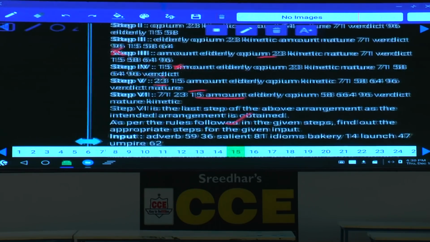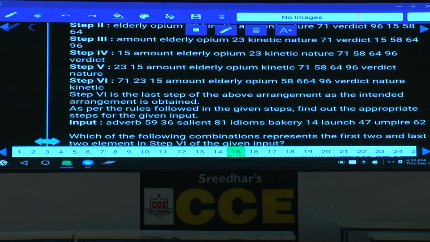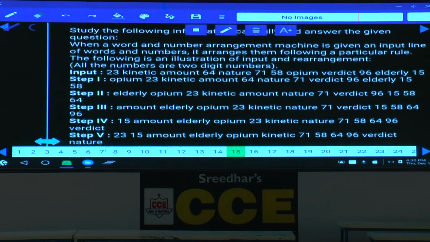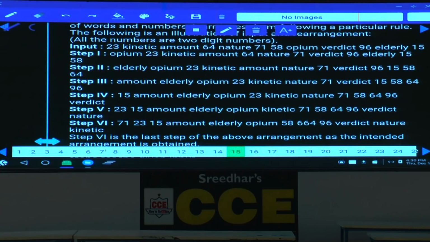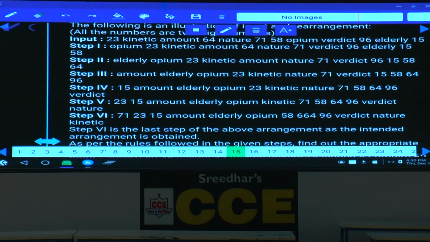Now question numbers 15 to 19, these questions come under input and output. Tell me what is the logic here? How many elements are there in the input? 3, 4, 5, 6, 7, 8, 9, 10, 11, 12. 12 elements are there. How many steps are there? Exactly 6 steps are there. That means in each step exactly 2 elements are being arranged.